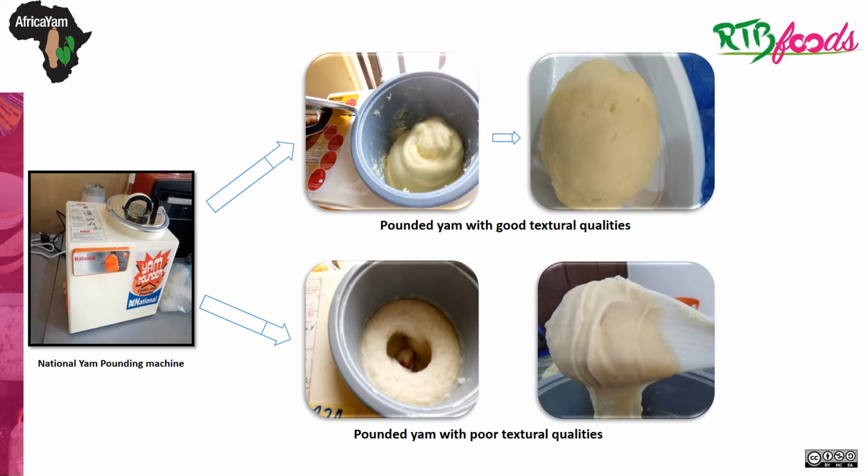Actually, this other chart is showing the type of pounding yam machine that we use. This is common in all the institutions where we are carrying out pounded yam evaluation in the RTB Foods project. And from the work so far, even when we are pounding it using the pounding yam machine, we're able to identify yam varieties that will produce good pounded yam. From the pounding, right in the yam pounder, you can see what we have obtained.